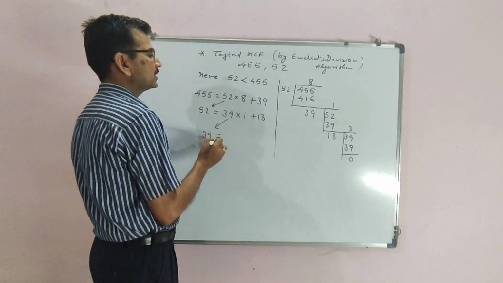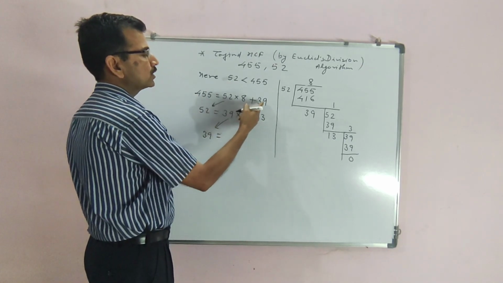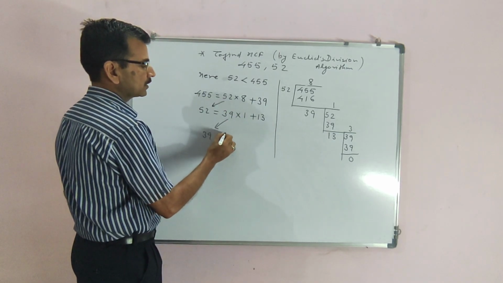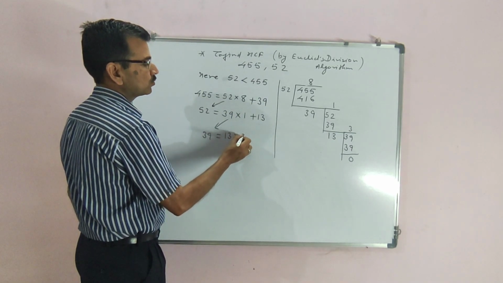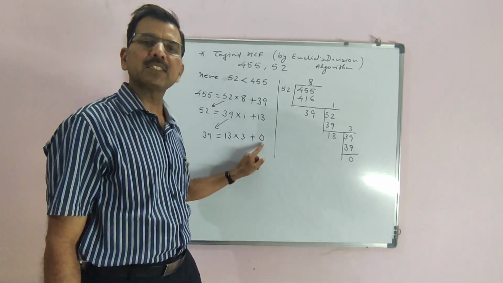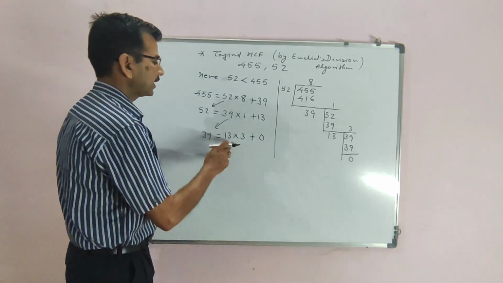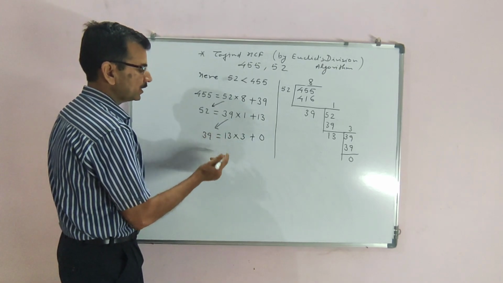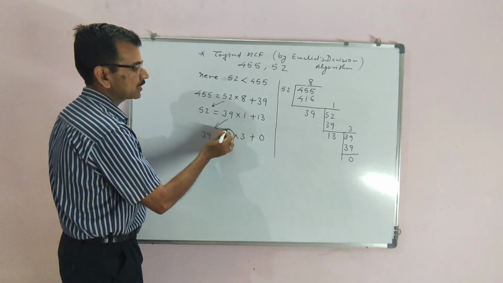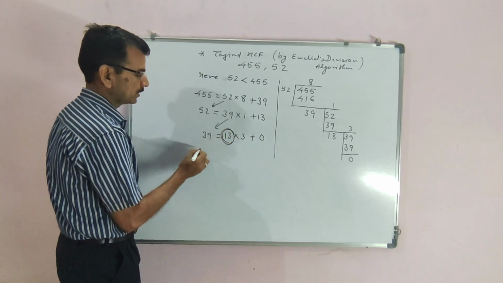Now what will be the new divisor? The new divisor we always take with the remainder here. So the new divisor will be 13, into 3 plus 0. And finally we got the remainder as 0. Therefore, we can conclude here the HCF. What will be the HCF here? It is 13. Yes, very good.